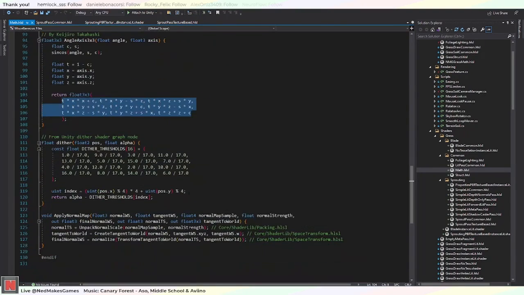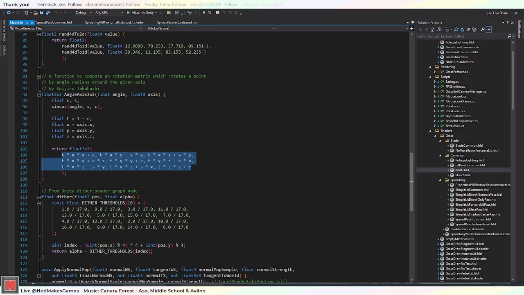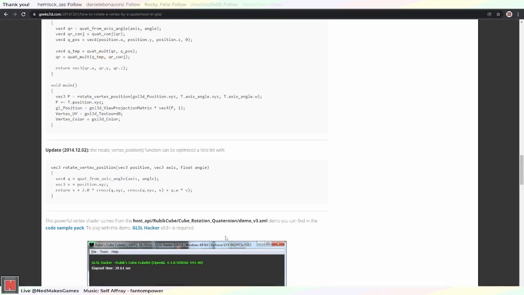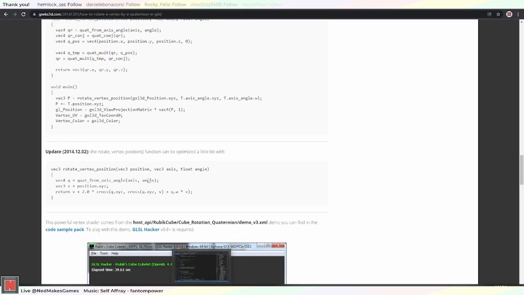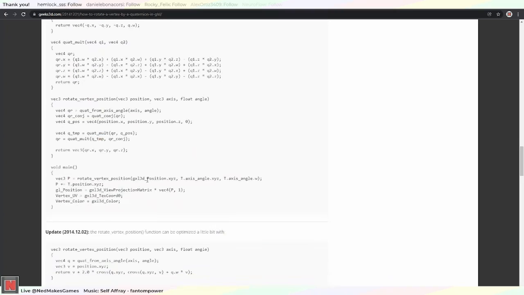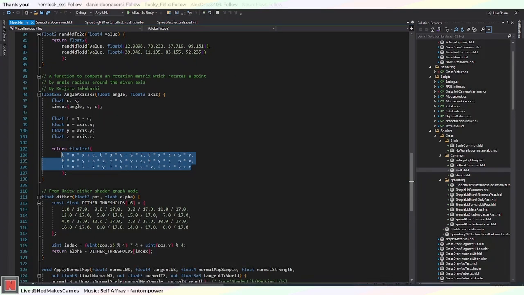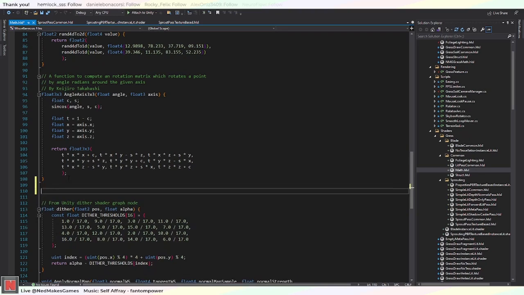So I guess before we go any further, let's try to convert the code I already have to rotate with a quaternion, and that way we can see if it's identical. So we can represent a quaternion with a float 4. So angle axis quaternion.